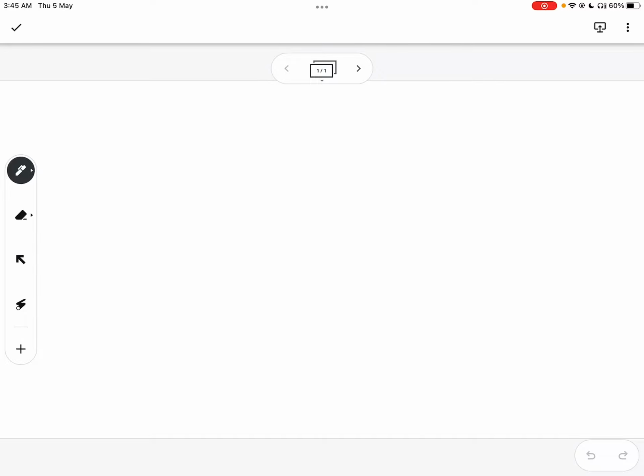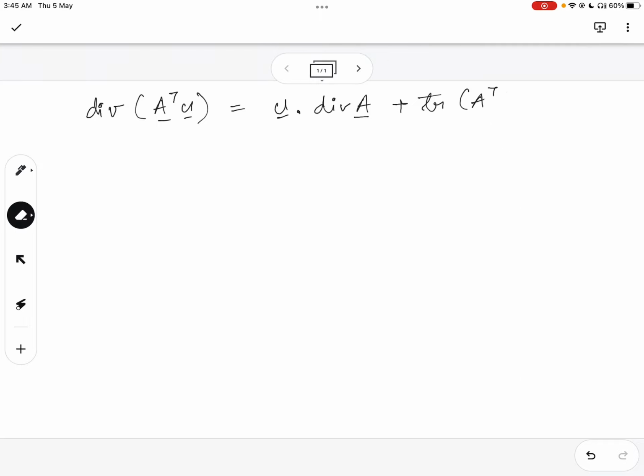So first of all, let's discuss the identity which we had mentioned in the lectures, which we had said that we will look at in the problem solving session. That is, divergence of A transpose U was U dot divergence A plus trace of A transpose, so this is gradient of U, or this can be written as A dot del U.